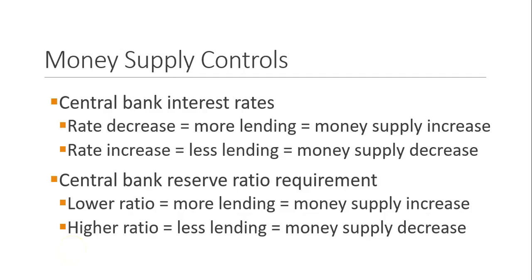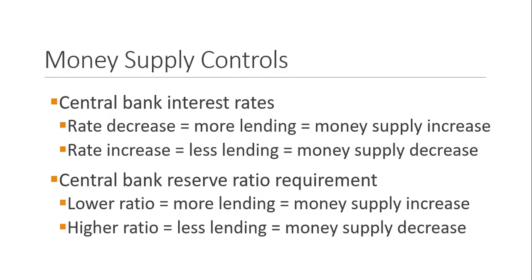So let's take another look at the central bank. Let's talk about money supply controls to conclude this session. The central bank will put some controls in place to prevent the banking system from overheating and eventually imploding. Those controls are interest rates and reserve ratio requirement.